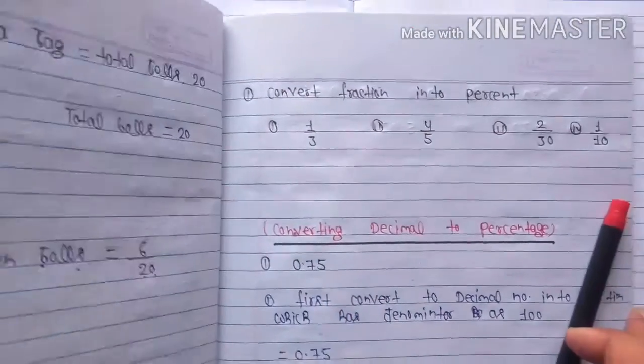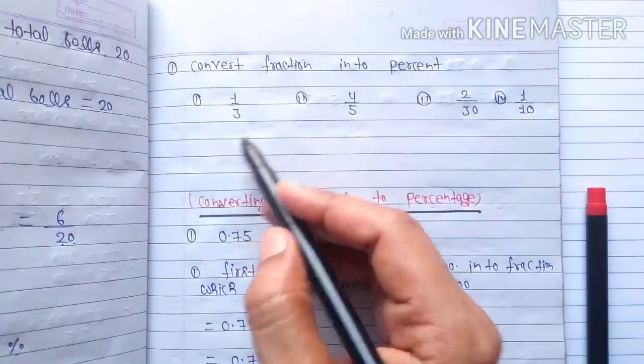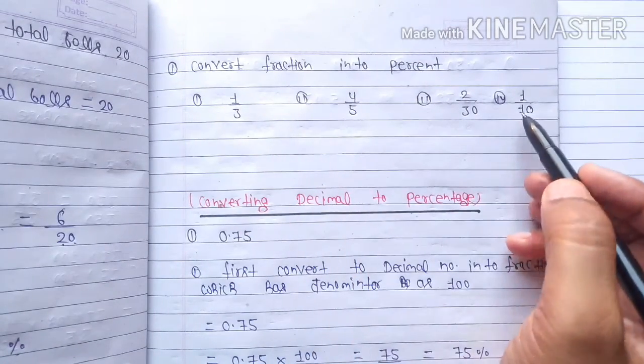So there are some questions for your homework. Convert fraction into percent: 1 upon 3, 4 upon 5, 2 upon 30 and 1 upon 10.